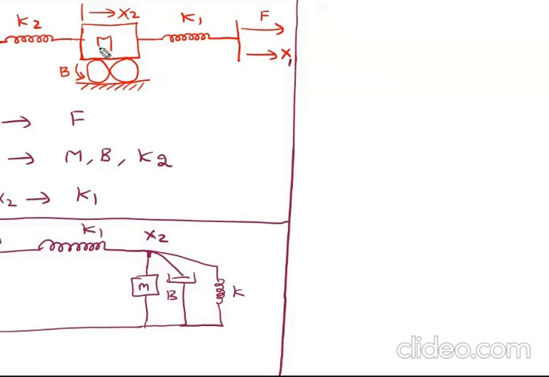But if you observe m and k1, both are in between x1 and x2 physically. Of course, even though they are in between physically, k1 and m, if you observe, the mass is purely a mass element and k1 is the spring.